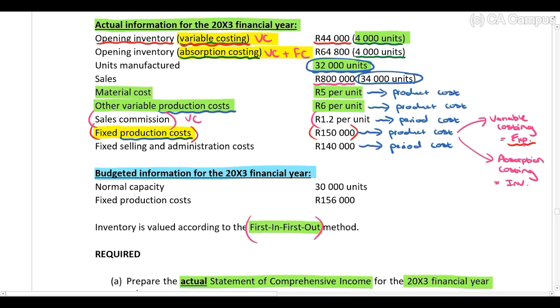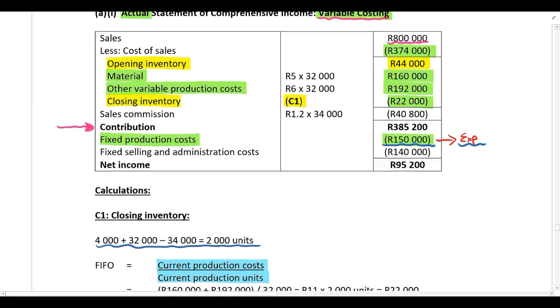It's R1.20 per unit, and please note you don't multiply by the number of units manufactured, you multiply by the number of units sold. This is a selling cost. The cost will vary with the number of units sold, not with the number of units manufactured. So that's how we perform the sales commission calculation over there. So sales less all of your variable costs is going to leave you with contribution. Please make sure you use the correct terminology.